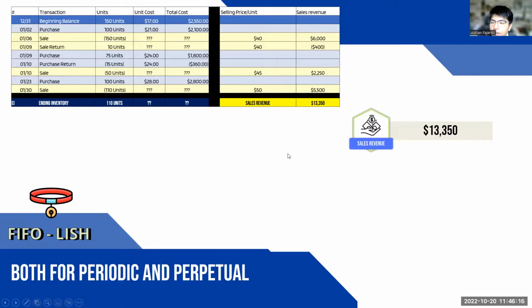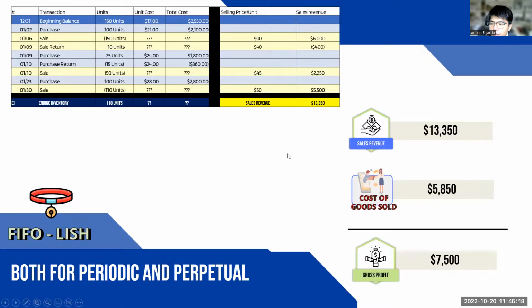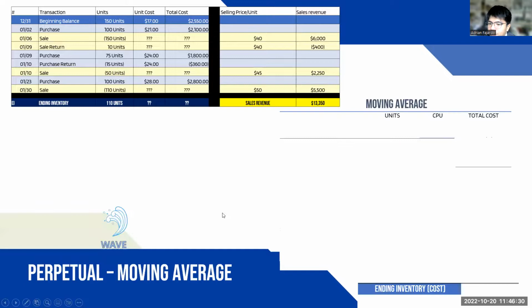Next. We also already know the gross profit because the sales revenue is 13,350, because I was able to carve it out. And then subtract the 5,850, you'll get a gross profit of 7,500, right?